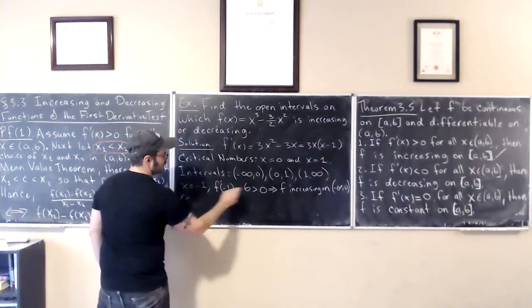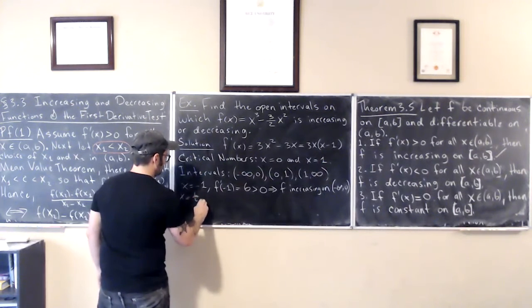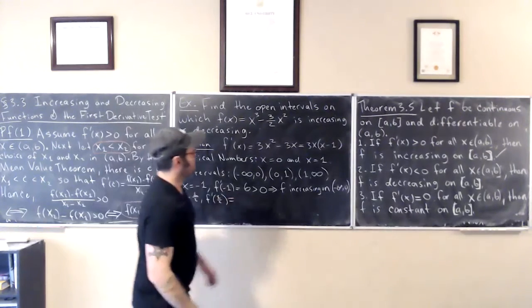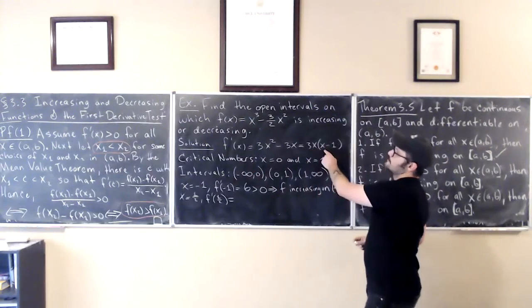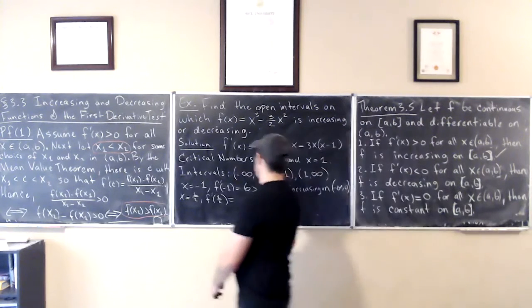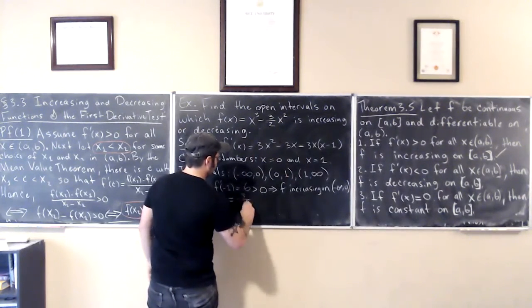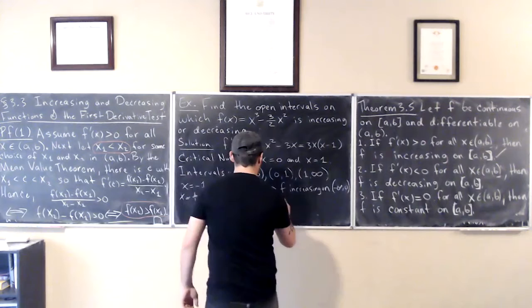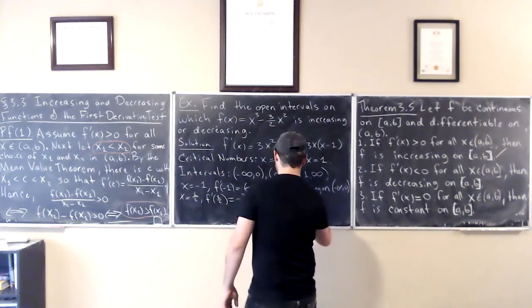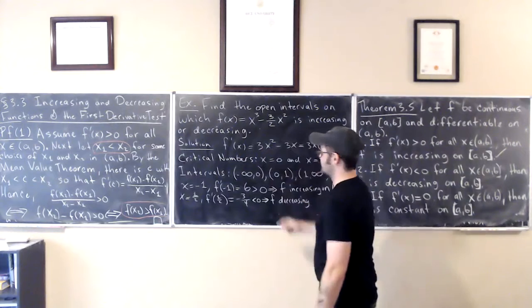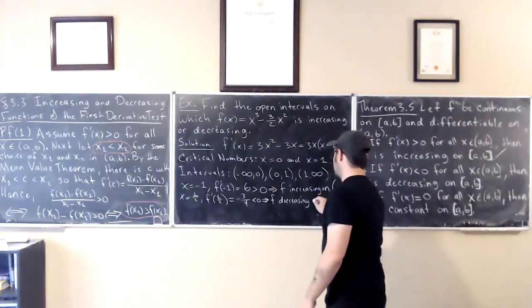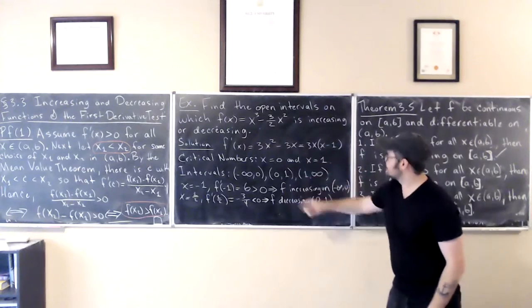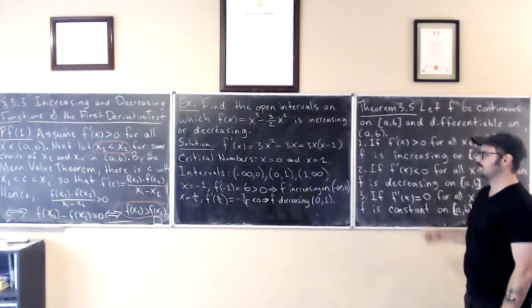If we take x in this second interval, maybe like a half, then f prime of 1/2 is going to be 3/2 times -1/2. That'll be -3/4, which is less than 0, which implies f is decreasing on that interval there. So if you take any number in there, you'll see that it's negative. So it would be decreasing on (0, 1), because the derivative is negative on that interval, which according to theorem 3.5 says that the function is decreasing there.